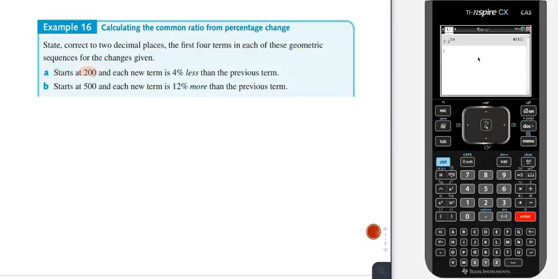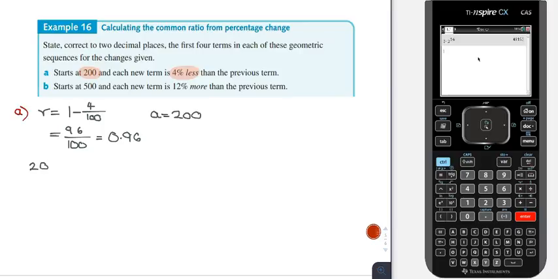So for example, we're asked to state correct to 2 decimal places the first 4 terms in each of the geometric sequences for the changes given. The first one says we start at 200 and each new term is 4% less than the previous term. Given that we're 4% less than the previous term, we can say that our ratio is 1 minus our percentage divided by 100. This is the same as 96 on 100 or 0.96. First term is A, which means that for each of these subsequent terms, I can times by 0.96, which is what I'm doing over here.